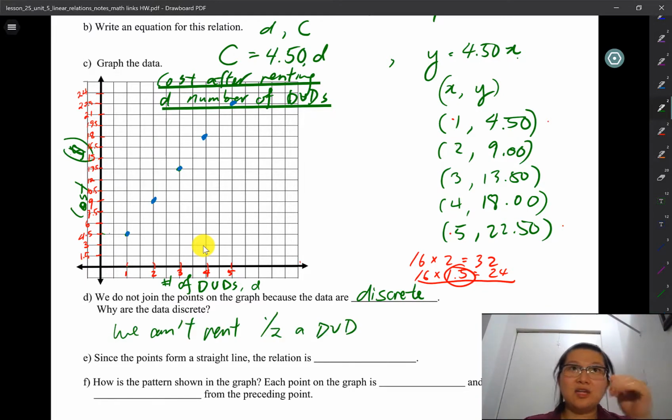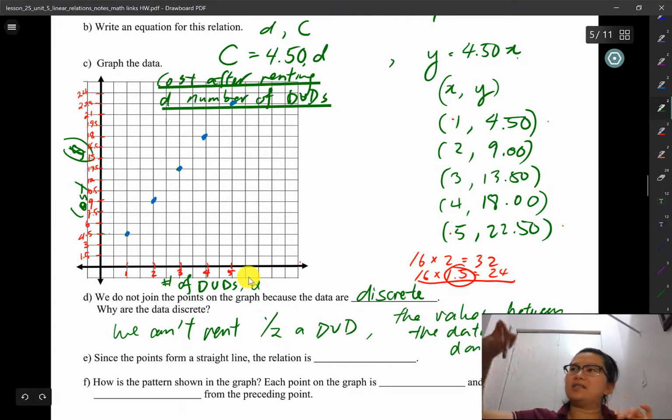So what that means is all the points between 1 and 2 don't exist. They don't make sense. They don't exist. So maybe another way to phrase it: the values between the data points don't make sense, or the values between the data points don't exist.